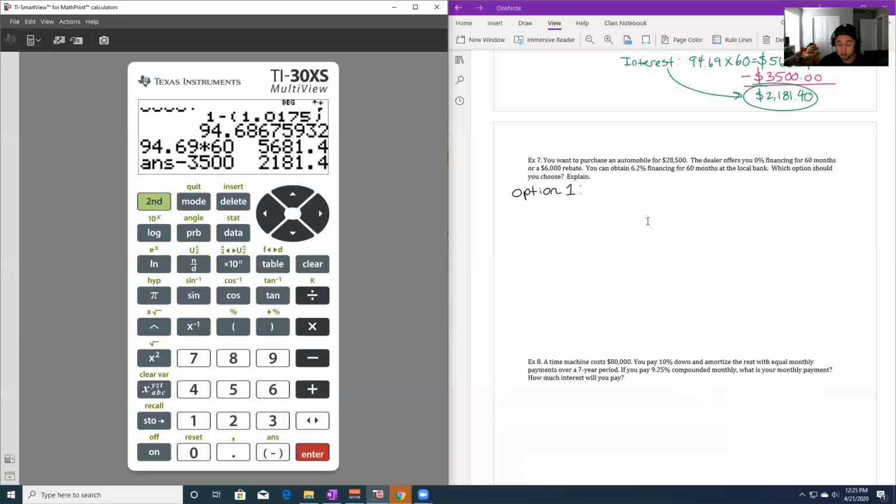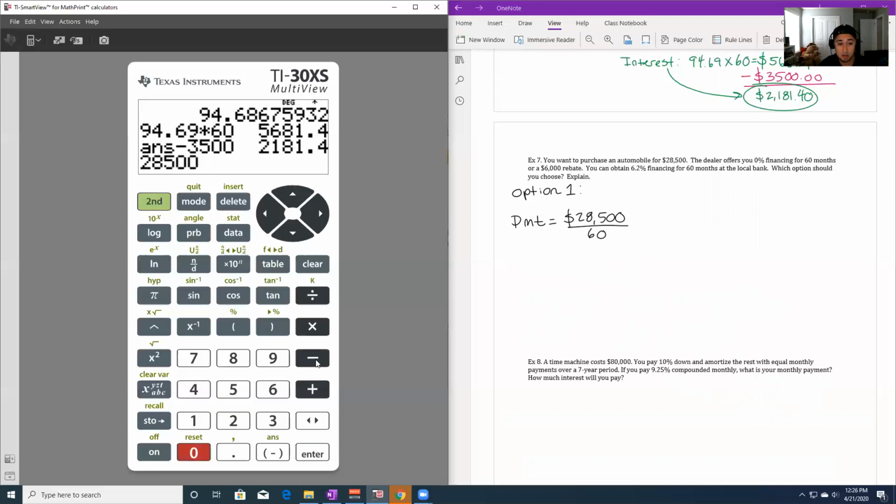Okay. So this means that our payment is just going to be $28,500 over 60, because they're going to split this up over 60 months. So what's 28,500 over 60? Which means if you choose this option, your payment will be $475 a month for 60 months with 0% financing. So there's option 1.